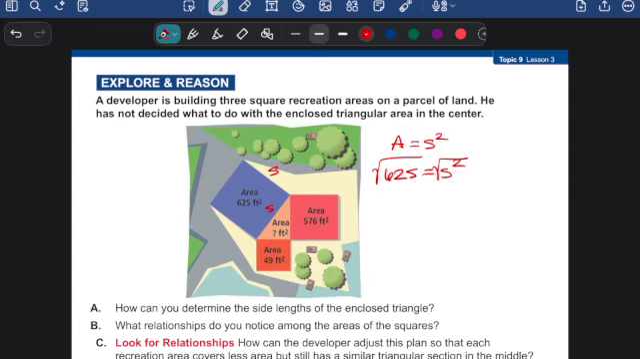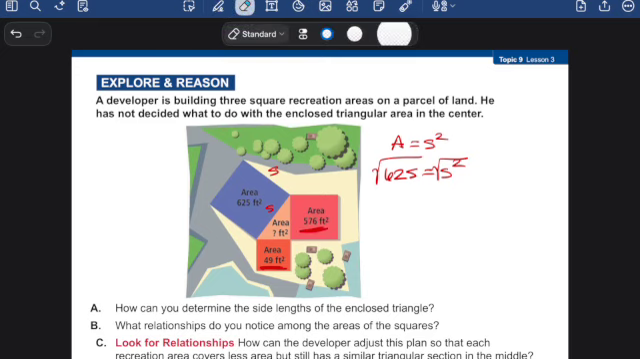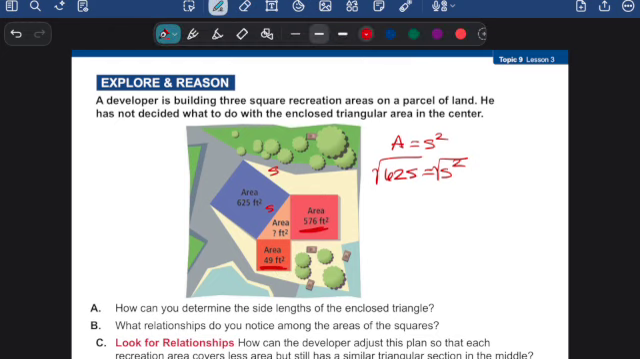What relationships do we notice among the areas of the squares? Well, if we take a look at the area of the smallest square and the area of the middle square, if you add those together, the sum of the 2 smaller squares will equal the area of the largest square. So hopefully that makes you think of the Pythagorean theorem. So in that case, we know that this is a right angle.